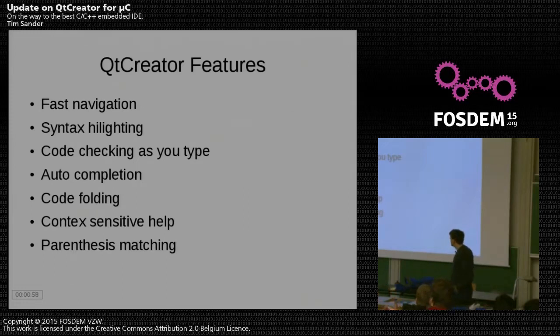Well, you've got syntax highlighting, code checking as you type, auto-completion, code folding, context-sensitive help, but you have to do some work to have your own code with context-sensitive help, because you have to create the Qt specific help files, which can be done, but it's quite a bit of work to do. And you have parenthesis matching, so it's easy to navigate with parentheses and so on.